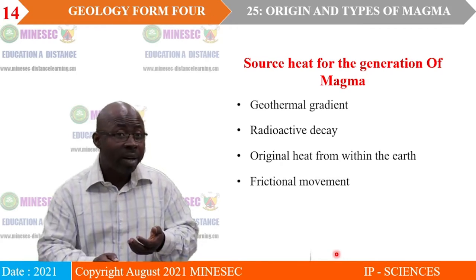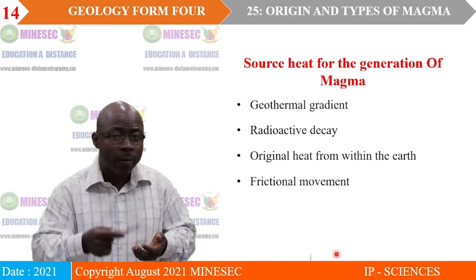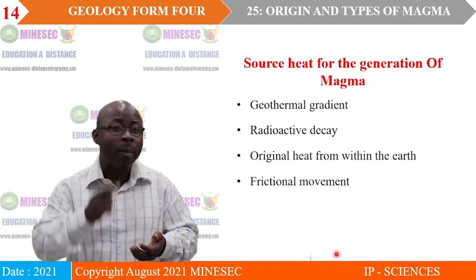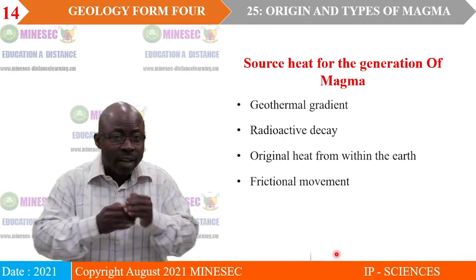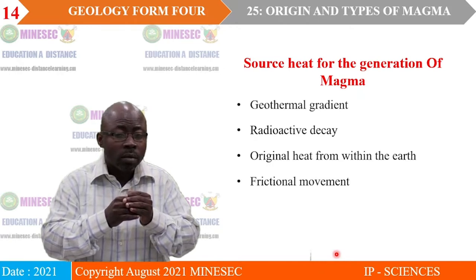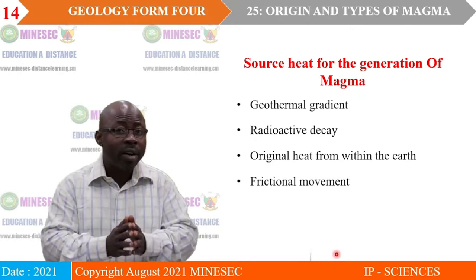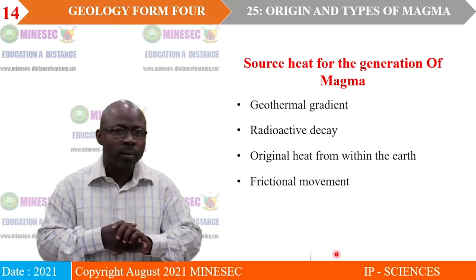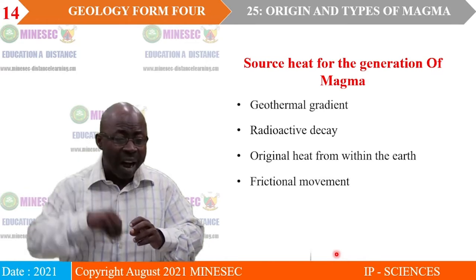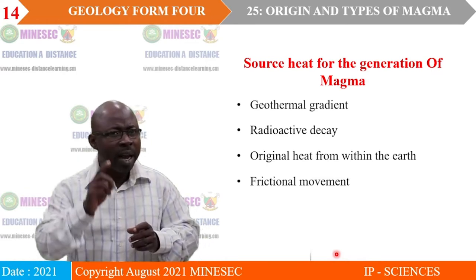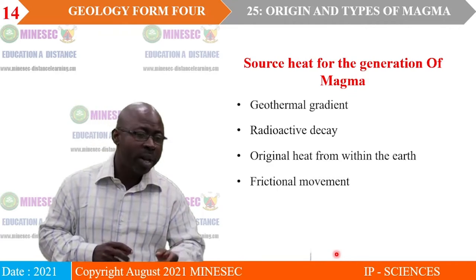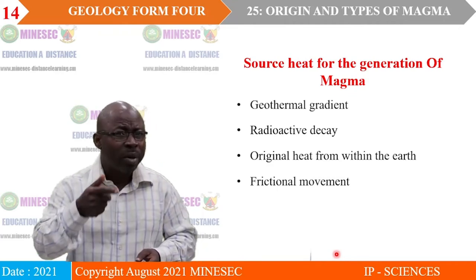So the geothermal gradient increases after every 1 kilometer by 30 degrees. If at 1 kilometer it is 30 degrees, and we move down to a distance of 700 kilometers, you can imagine the enormous heat at that level.